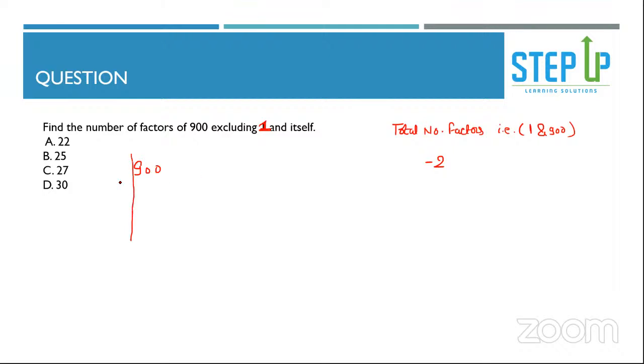So let's prime factorize 900. 2 450, 2 225, 3 75, 3 25, 5 5, 5 1. So for 900, it will be what? 2 square into 3 square into 5 square, which is nothing but 30 square overall.